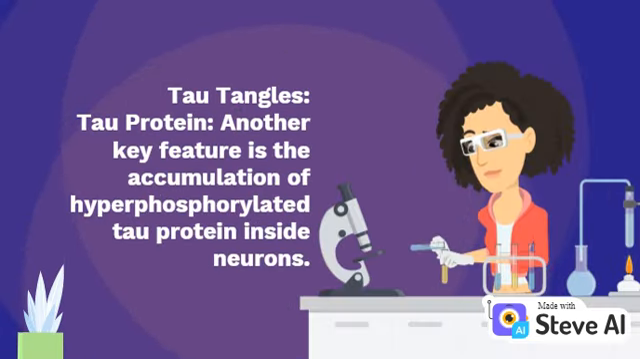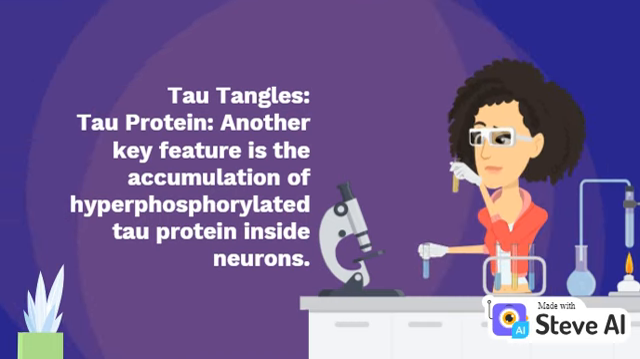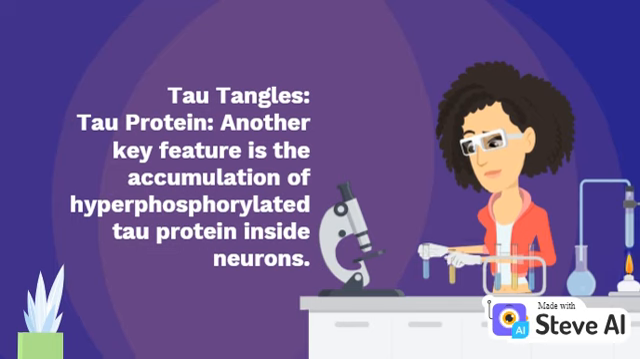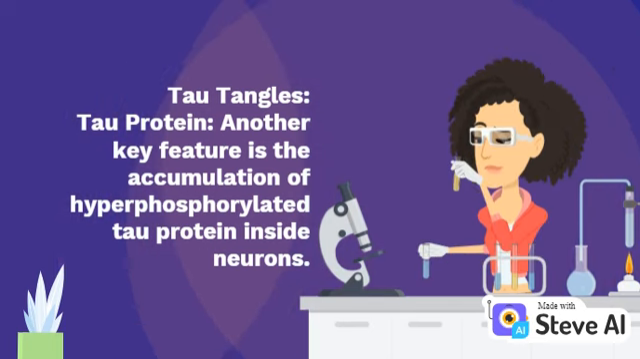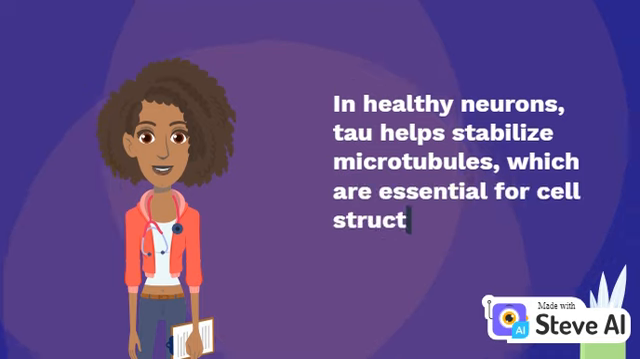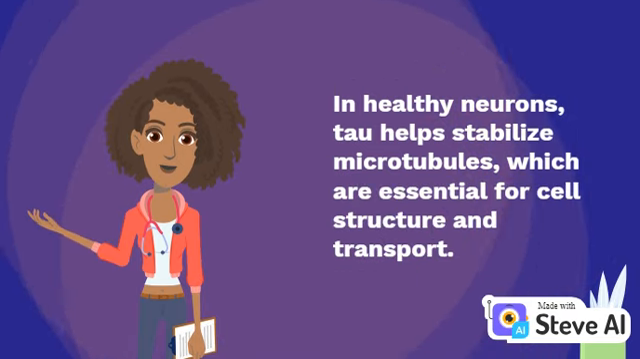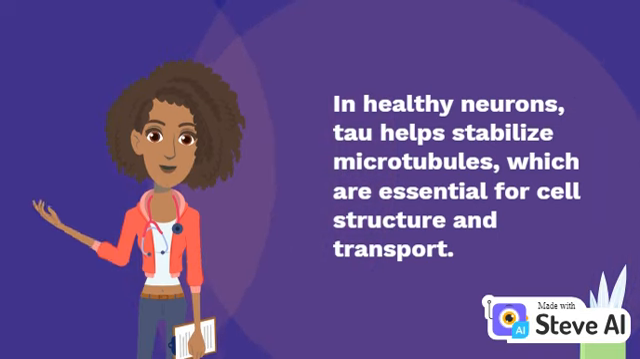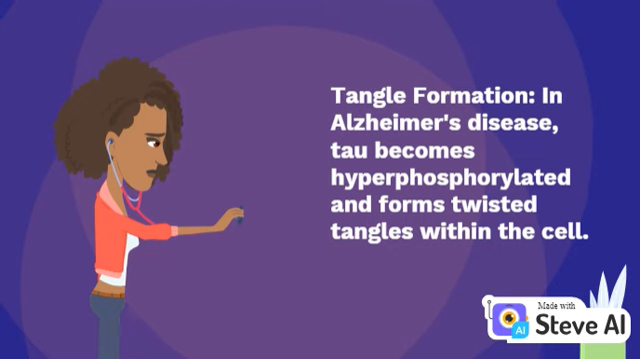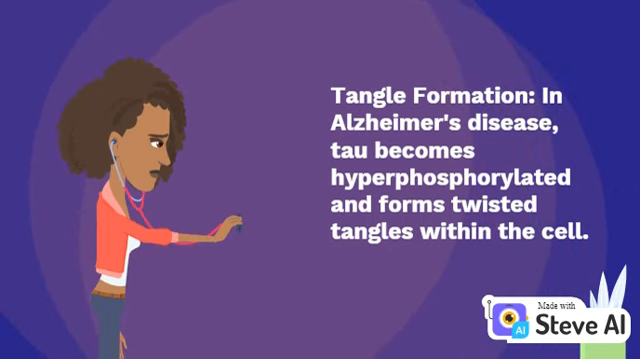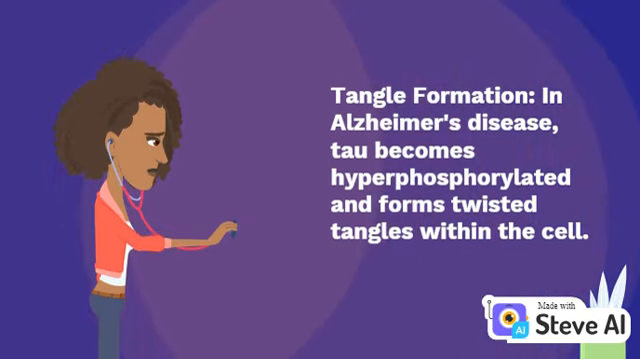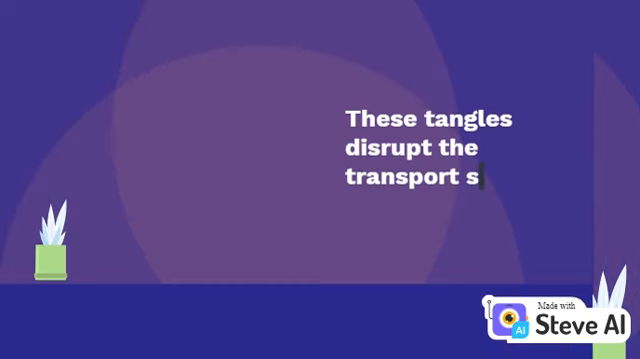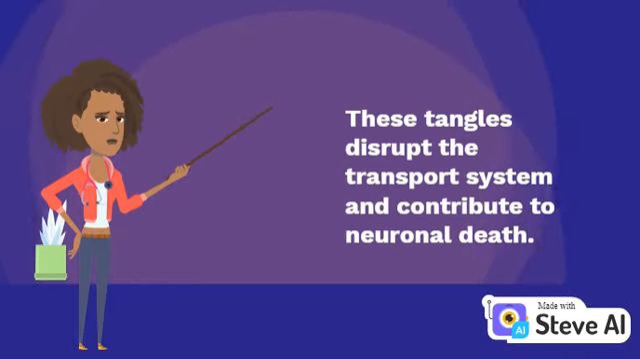Tau tangles. Another key feature is the accumulation of hyperphosphorylated tau protein inside neurons. In healthy neurons, tau helps stabilize microtubules, which are essential for cell structure and transport. In Alzheimer's disease, tau becomes hyperphosphorylated and forms twisted tangles within the cell. These tangles disrupt the transport system and contribute to neuronal death.